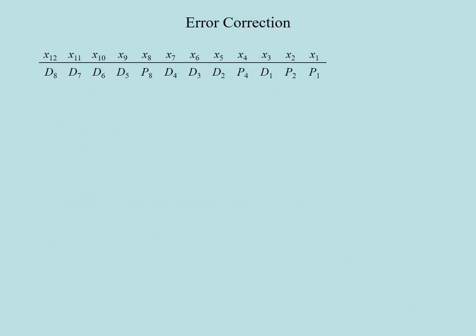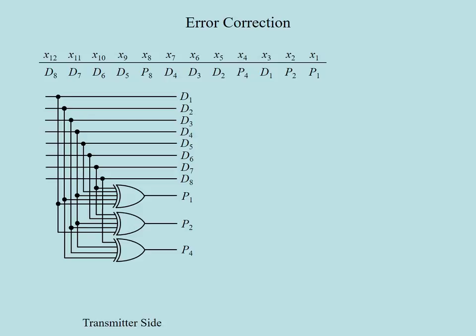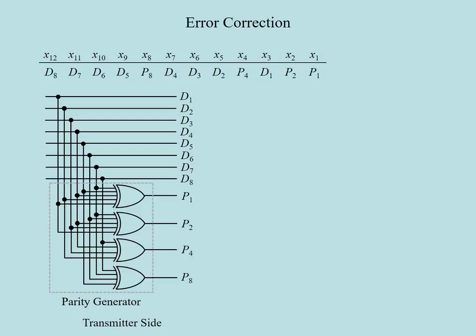Finally, we will draw the circuit diagram on the transmitter and receiver sides that can be used to localize an error. Once the data and parity bits are ordered in the message sequence, the transmitter uses a parity generator to produce the parity bits. This parity generator is a bank of XOR gates, which have the relevant data bits as their inputs. The data and parity bits are then transmitted in the predefined order.